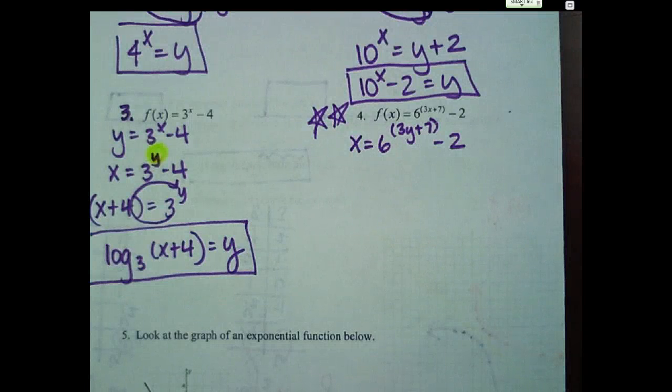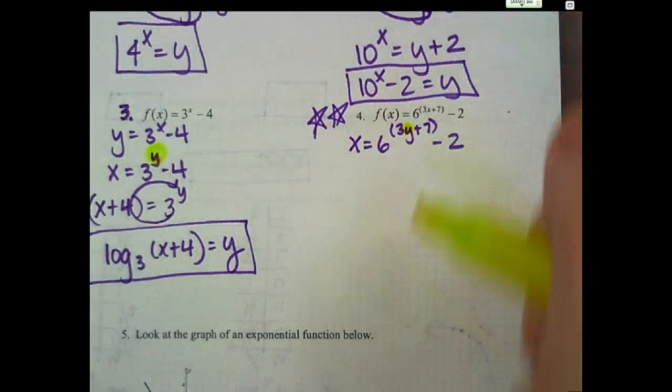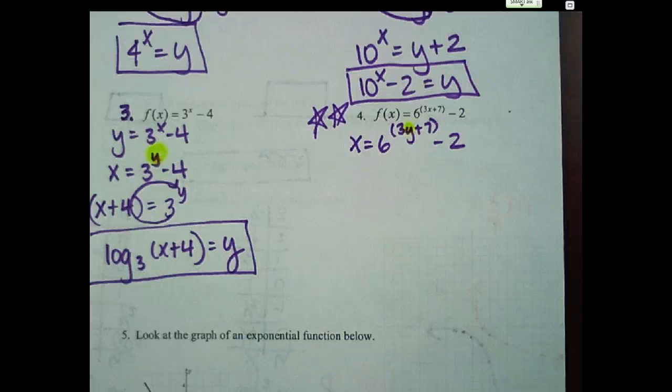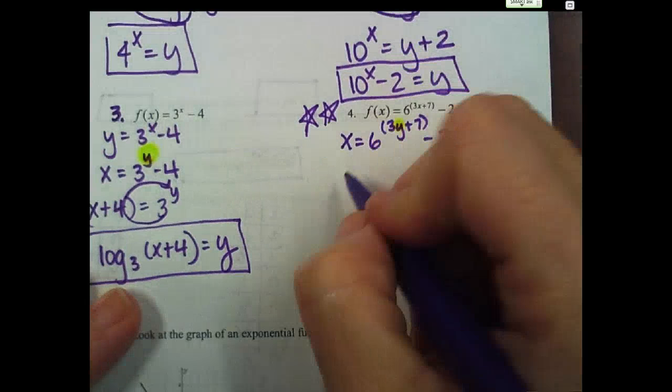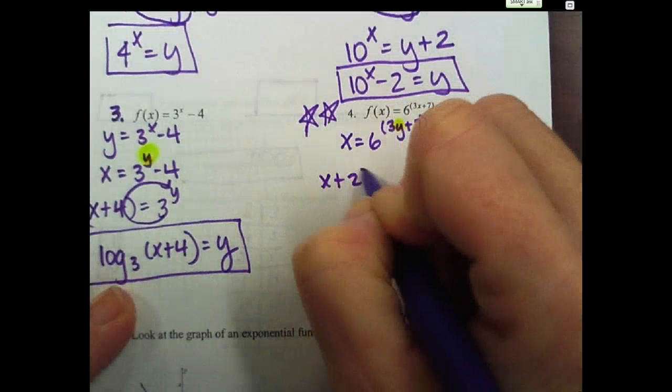My goal is to solve for the y. Well, y is in exponent form, so to bring it down, I'm going to turn it into log form. But first, I've got a bunch of stuff on the right I don't need, so I'm going to move that 2 over to begin with. So this becomes x plus 2.